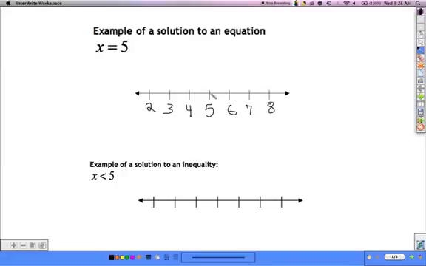And if x is equal to 5, then at the point where 5 is located, we just want to draw a closed-in little circle to say this is it. X is equal to 5, and this is where it would be located on a number line.